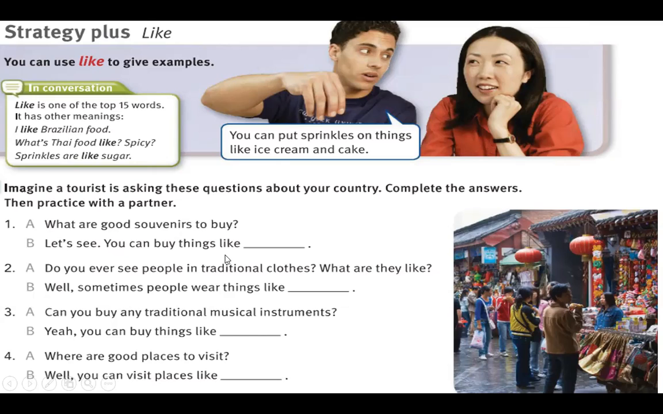Let's see, you can buy things like candies, hats, clothes, traditional clothes, and how can I say llaveros? Key chains. You know, the word key? Chains is a compound word. These two words make one, keychains. So it's a chain for keys. Okay.